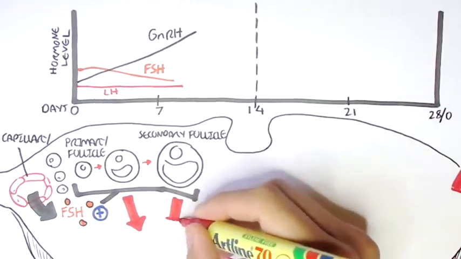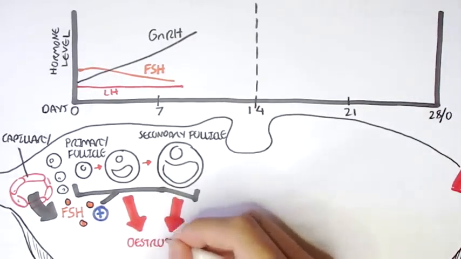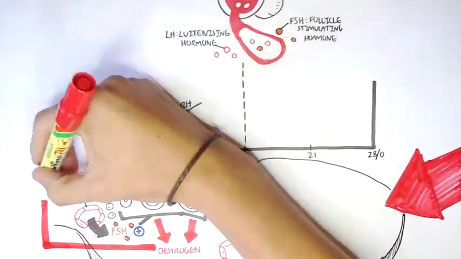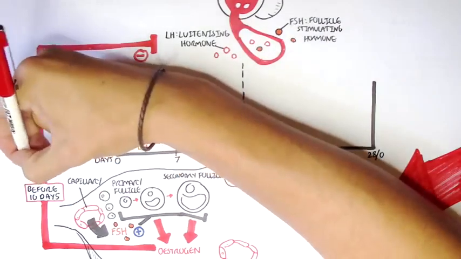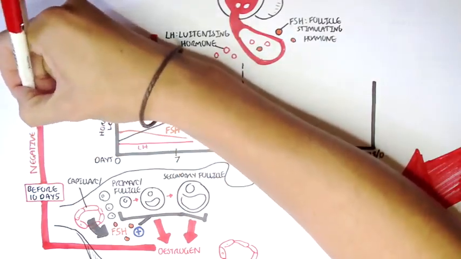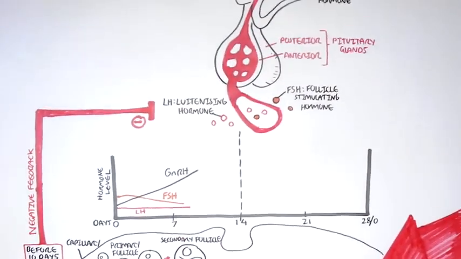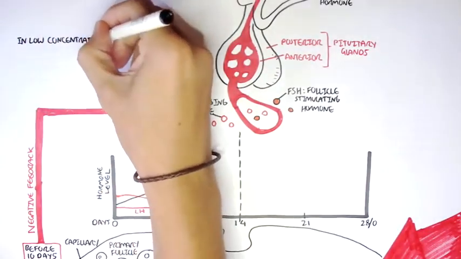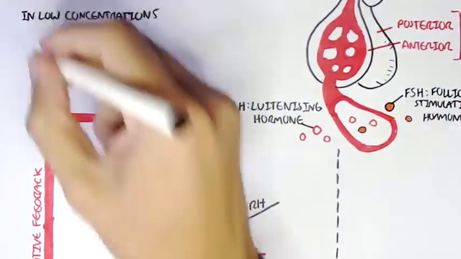While these follicles are maturing, they produce another hormone called estrogen. Now, estrogen has many effects. In the first 10 days of the menstrual cycle, so in the beginning, estrogen has a negative feedback on the pituitary gland, inhibiting the release of luteinizing hormone. To put it simply, at low concentrations, estrogen inhibits luteinizing hormone secretion from the anterior pituitary.